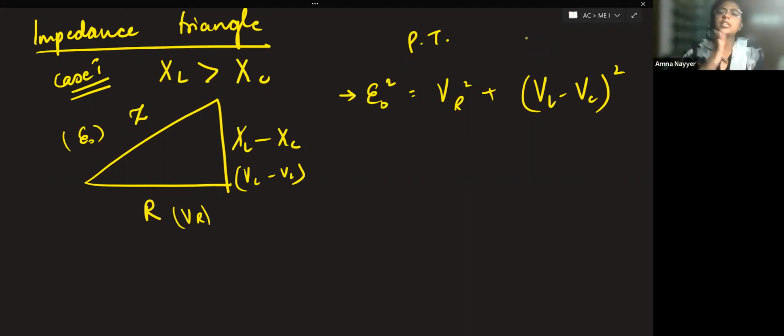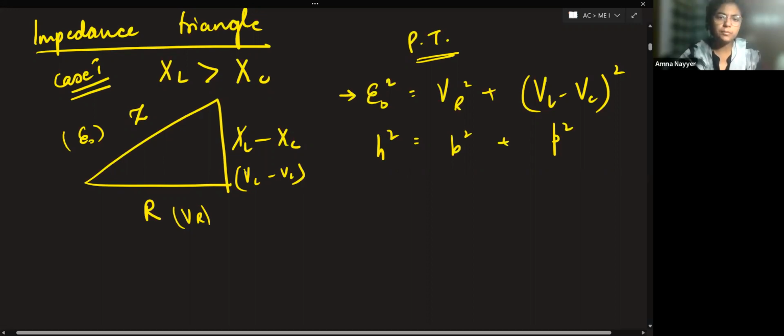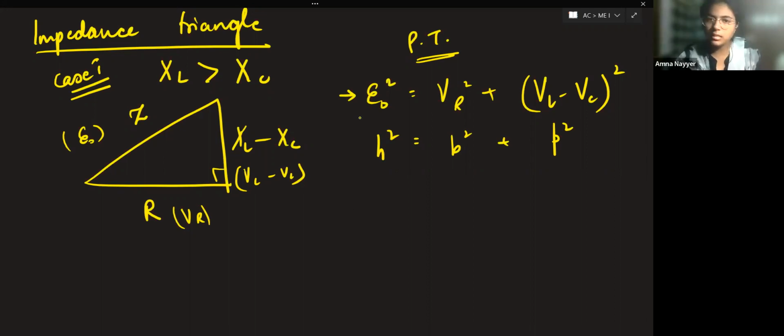If two vectors represent the adjacent sides of a triangle, their resultant will be given by the third side. This also you can say, but no need to go into the details of triangle law. Just remember there's a right angle triangle we have drawn for the derivation of impedance. Now if you apply Pythagoras theorem, hypotenuse square will be equal to base square plus perpendicular square, right? This is the perpendicular, this is the base, this is the hypotenuse. So using this triangle, we can write this equation.